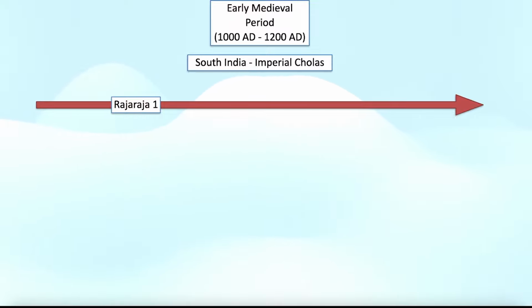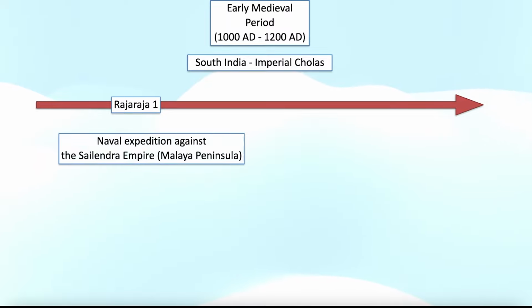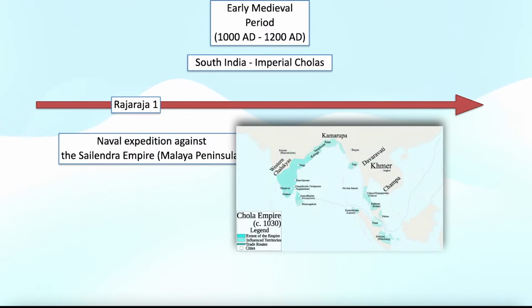But when we are discussing the timeline, we should focus on the major kings. Okay. So here, Rajaraja Chola I. He is also considered the architect of this golden age, because during his period the navy was unmatched. Naval expeditions against the Shailendra Empire, particularly in the Malay Peninsula, were launched. Then you can see that the highlighted part in blue is showing the influence of the Chola Empire, the extent of the Chola Empire.